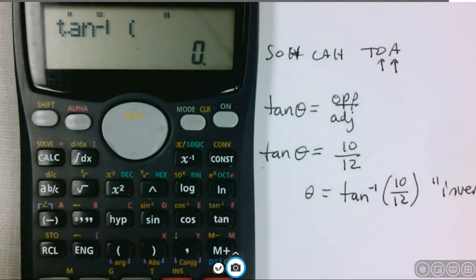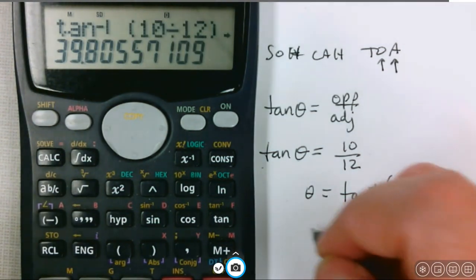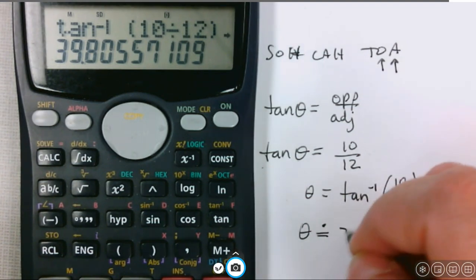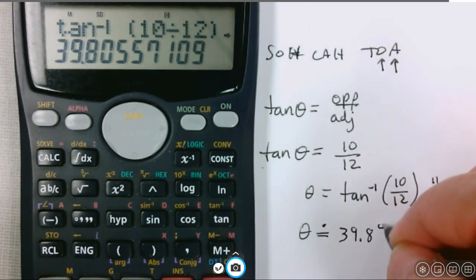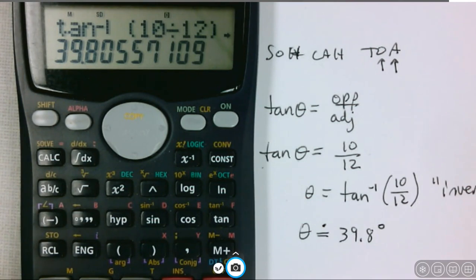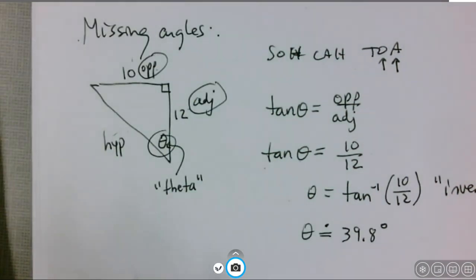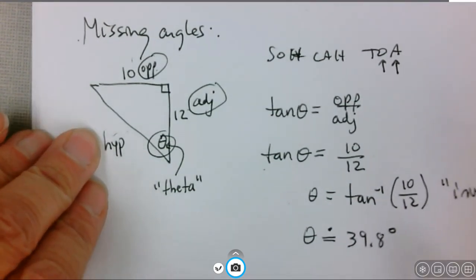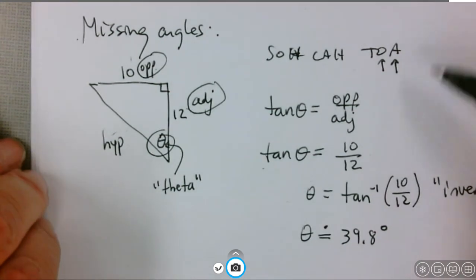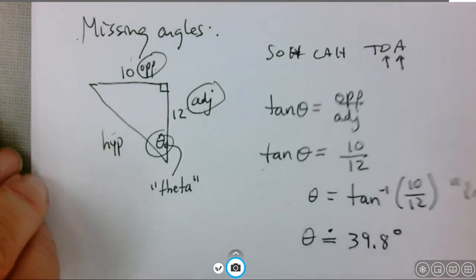I'm going to put a bracket, and put my value in there, 10 over 12. I hit equals, and it's going to give me an angle. So theta is approximately 39.8 degrees because it's an angle. So in my triangle, this theta is approximately 39.8 degrees. We can use trigonometry, SOHCAHTOA, to find missing sides or missing angles.